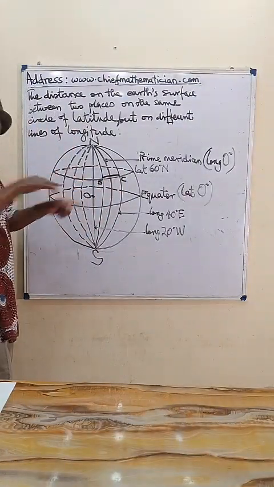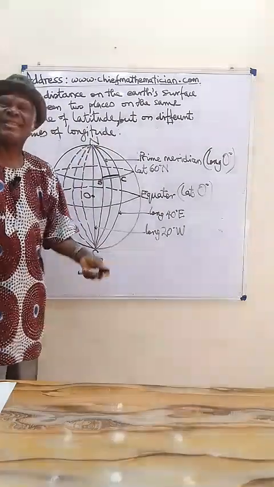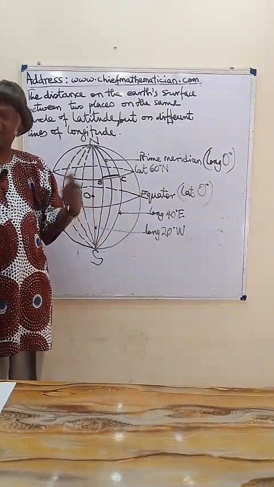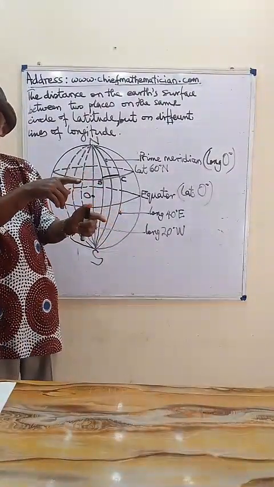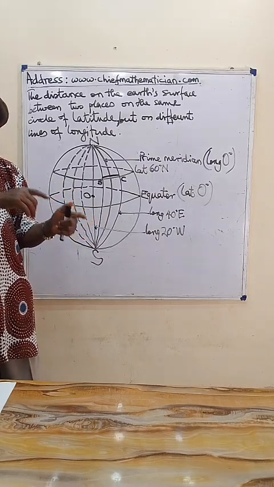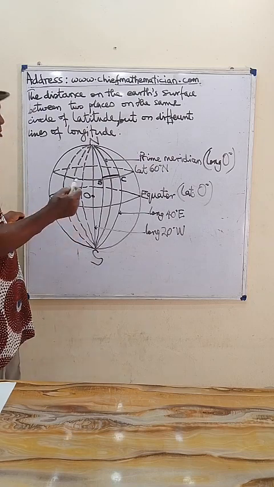That is a chord, a straight line. But where is that straight line? Inside the earth. Are we inside the earth? We are not inside the earth. But it is equally a distance between B and C, only that it is inside the earth as a chord. I hope you get the picture of what I'm saying. Because what I'm saying is something like this.